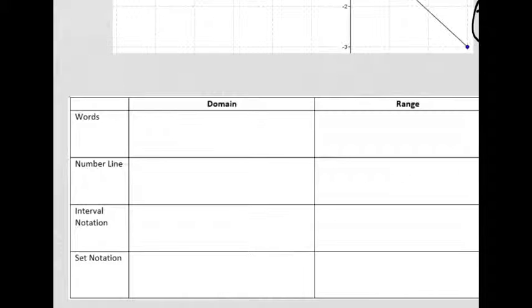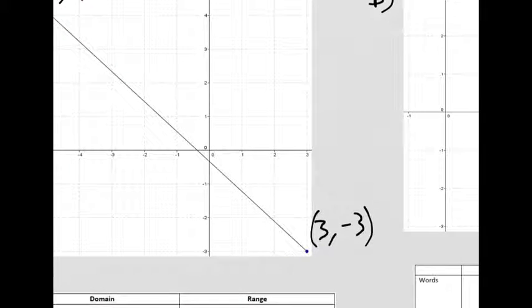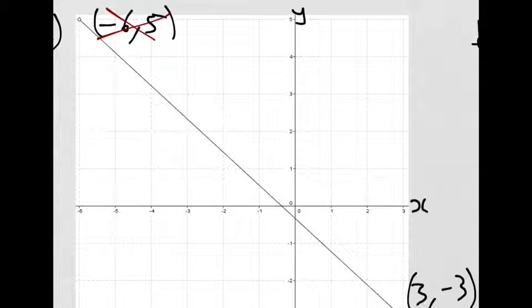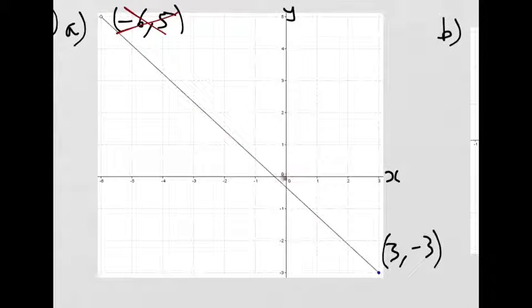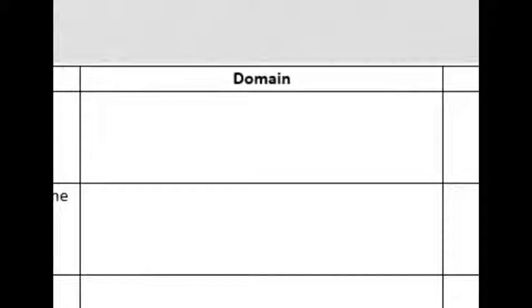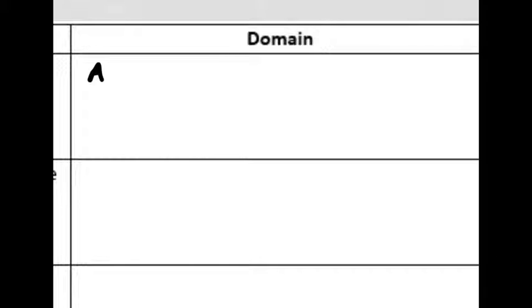So let's think about domain and range in this case. We'll use just x and y, so we can label our axes here: x-axis and y-axis, that's pretty standard. Let's think about all of the x coordinates that exist on this line. The highest would be 3, and then everything less than that, all the way to just above -6.